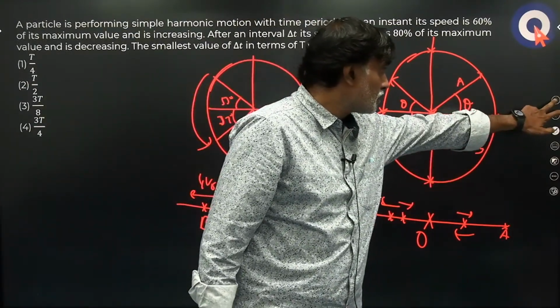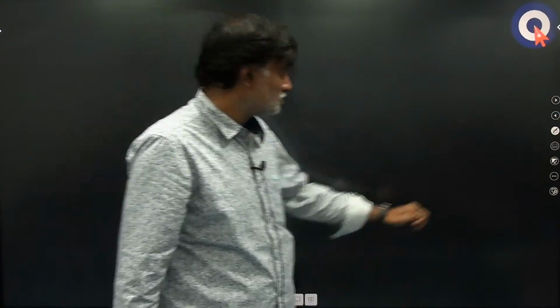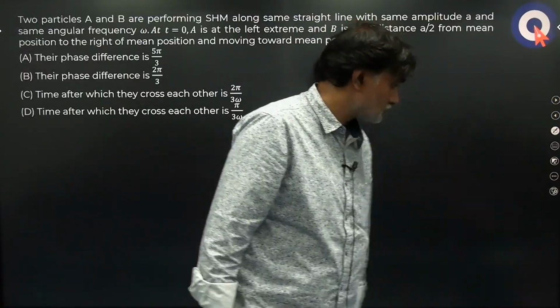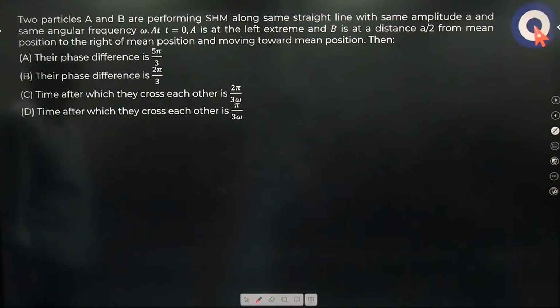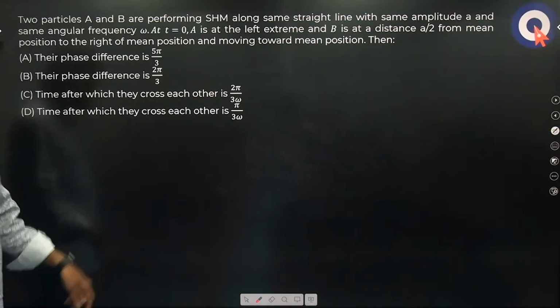So next question. Two particles A and B are performing SHM along the same straight line with the same amplitude A and the same angular frequency omega. At t equal to 0, A is at the left extreme and B is at a distance A by 2 from the mean position, to the right of the mean position, and moving towards the mean position. Then their phase difference is 5 pi by 3. Their phase difference is 2 pi by 3. The time after which they cross each other is 2 pi by 3 omega. The time after which they cross each other is pi by 3 omega.